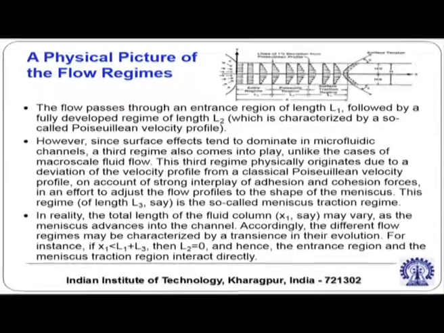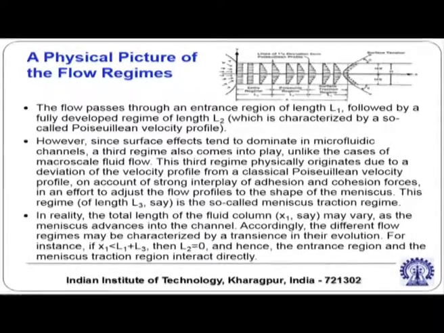To summarize, there are three regimes: the entrance or developing regime, the fully developed regime, and the surface traction regime. Now, what regimes will be present? It depends on the total length of the fluid column. Let us say that at some instant this length x is equal to x1. If x1 is less than L1 plus L3, then the fully developed Poiseuille flow regime will be absent altogether, because there must be a developing region, however small, and there must be a meniscus traction regime, because the velocity profile has to adjust to the shape of the meniscus.